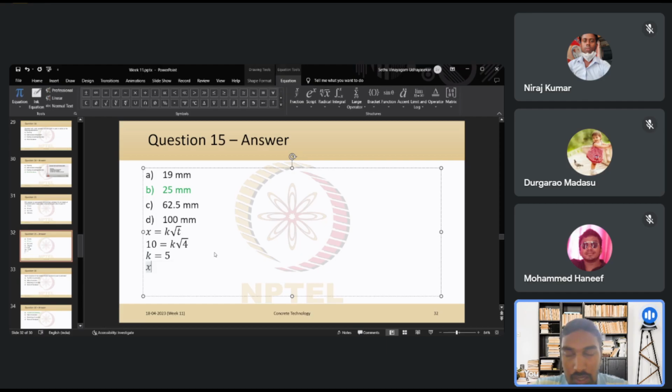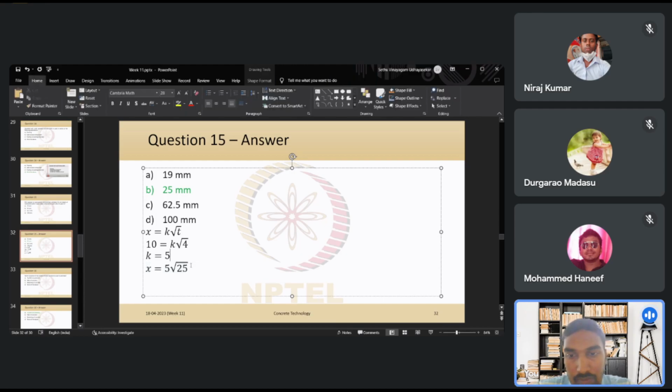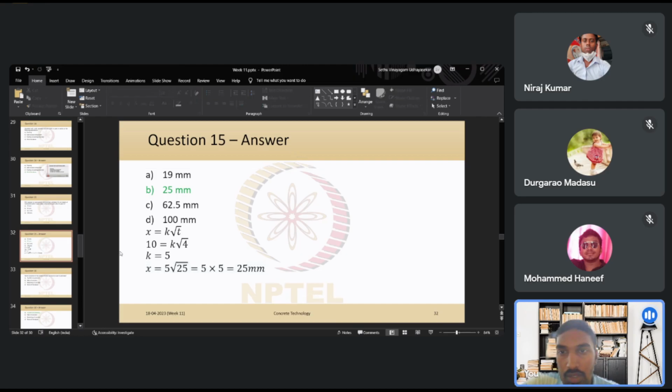Now we need to find what the value of x is after 25 years. k is 5, so k will remain the same, it will not change. But now the exposure is for a longer period, which is 25 years. So 5 times root 25, which is again 5, will be 25 mm. Okay, so after 25 years, we expect that the carbonation depth will reach up to 25 mm, right? Therefore, the right option is B, it is 25 mm. Okay, any questions?